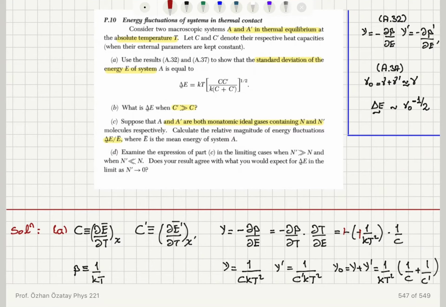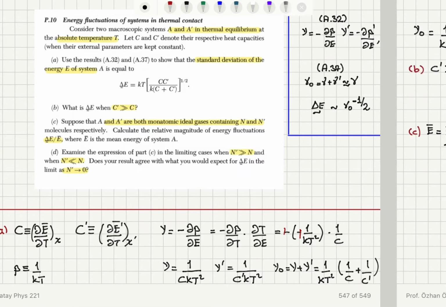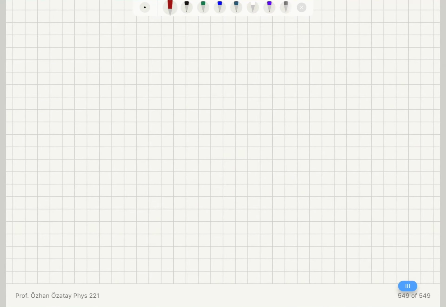And in part D, examine this expression in the limiting case when N prime is much greater than N and N prime is much less than N. Does your result agree with what you would expect for delta E tilde in the limit as N prime is 0? So N prime 0, N prime much less than N, N prime much greater than N. So I'm going to examine these cases. So delta E tilde divided by E bar in the limit N prime is much greater than N. So let me take a look at this.